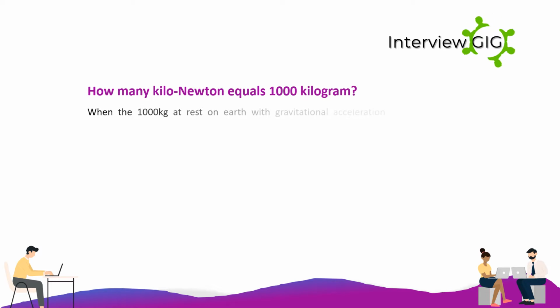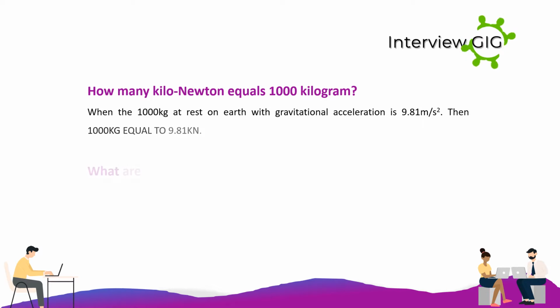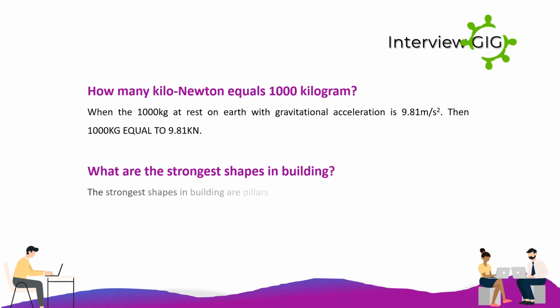How many kilonewtons equal 1000 kilograms? When 1000 kilograms is at rest on Earth with gravitational acceleration of 9.81 meters/s², then 1000 kg equals 9.81 kN.